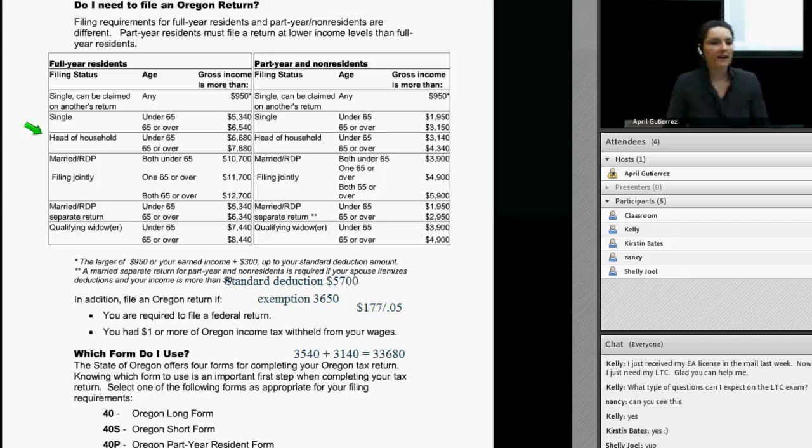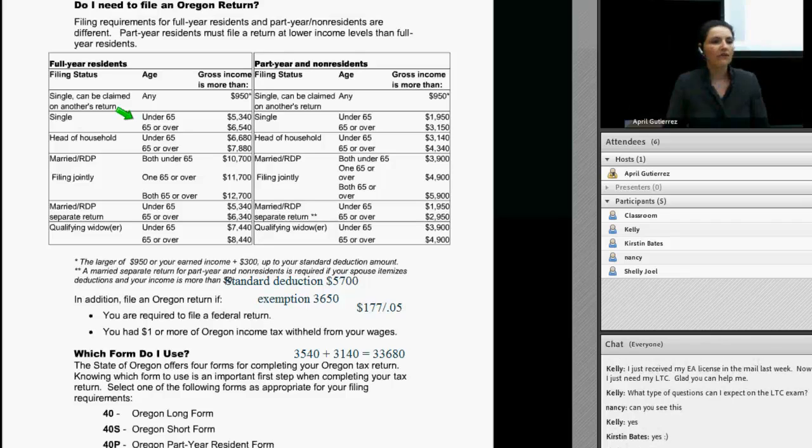The single filing status, as on the federal return, does increase if you hit age 65. But you'll notice that the filing requirement is not increased by blindness. So as on the federal return, blindness is not a factor in filing requirement, even though it is a factor in the standard deduction. So Oregon says if you are single and under age 65, your filing requirement is 5340, and if you're age 65 or older, it moves up to 6540, and the difference between those two numbers is $1,200.